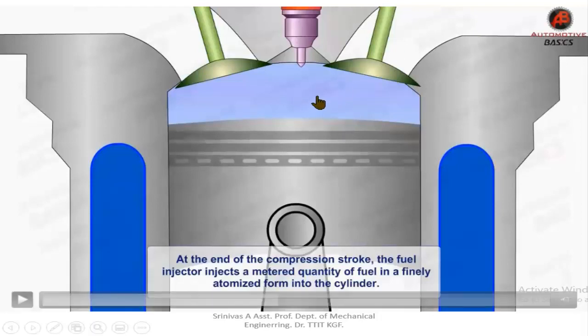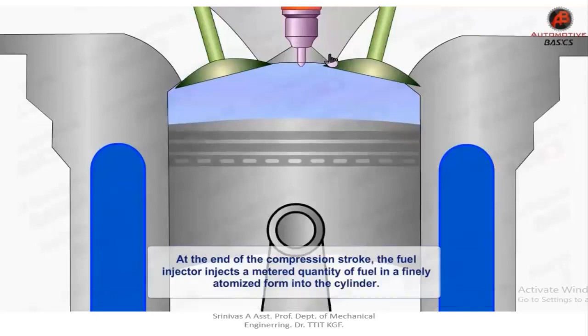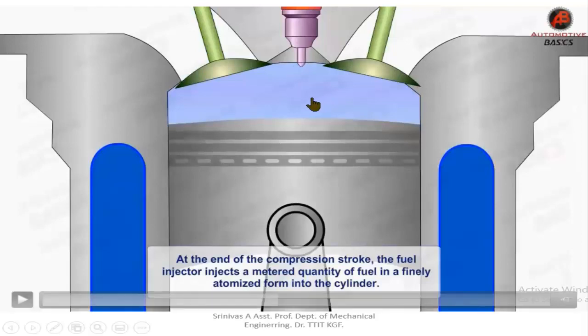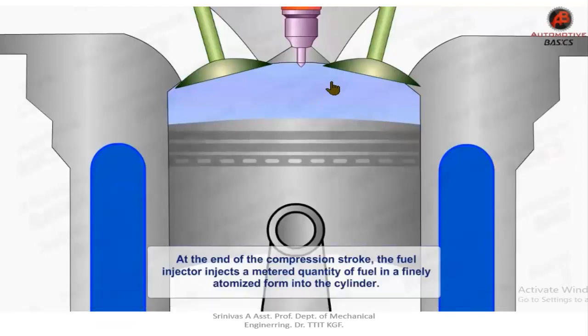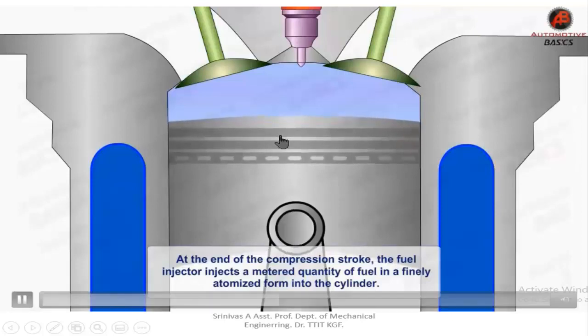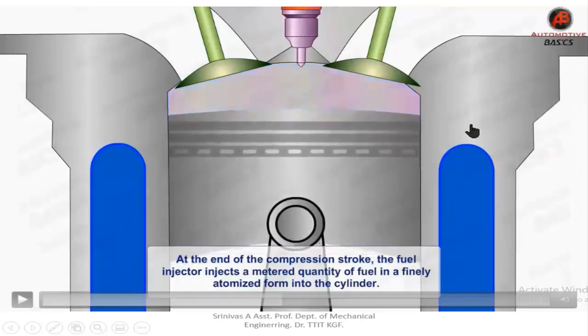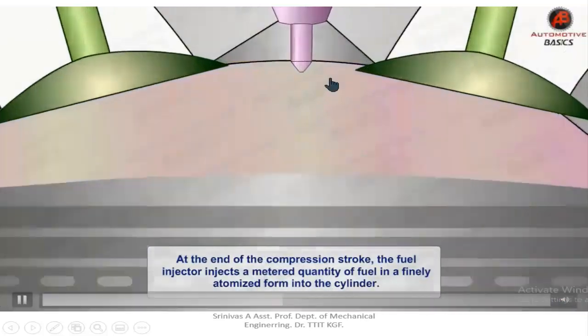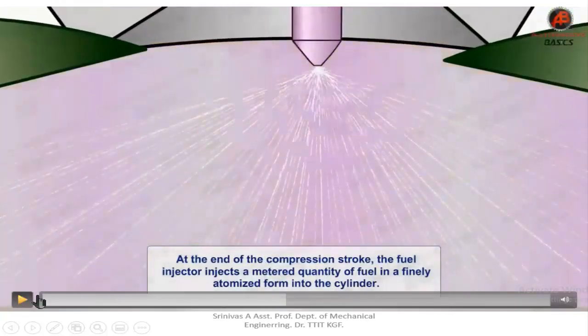So here the fuel is burned because of self-ignition. When the temperature around the fuel is higher than the self-ignition temperature, the fuel burns automatically without any external agent. That is known as self-ignition. When the piston reaches TDC, the fuel injector is activated and fuel is supplied.